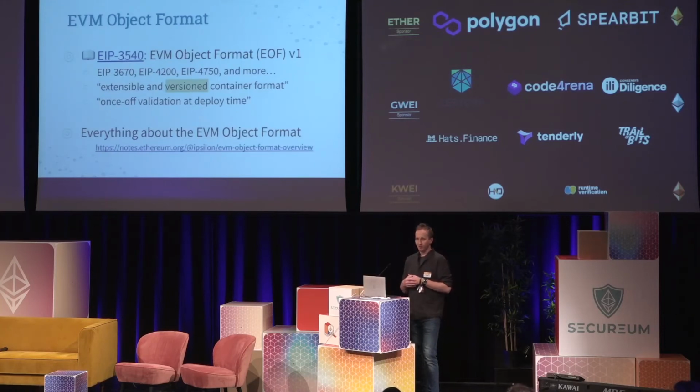How can we change this landscape? The usual theme right now is to use EOF for that. EOF is a new proposal to put some additional structure into the EVM bytecode. Some of that was presented yesterday by Alex, so I won't go into details. It's an extendable and versioned container for EVM bytecode, and it allows us to have instructions with additional immediate bytes following, which was not possible previously due to backward compatibility reasons. If you want to learn more, the link at the end is probably the best place to start for an EOF primer.